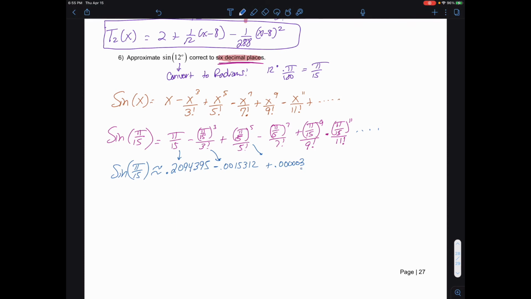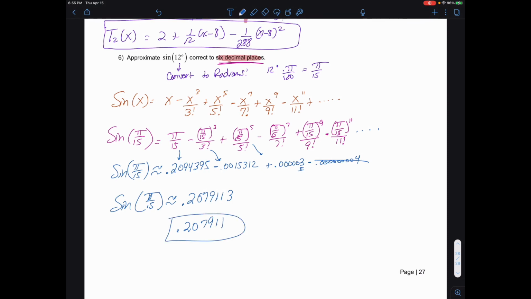So I'm going to look at the next one and see if it's going to help me, and I would be subtracting, which doesn't make sense that it would help. And I have 8 zeros here and a 4. So I don't need that because that's not going to help me get to that decimal place. This should do it for me. So if we add all those up, we find out the sine of pi over 15 is approximately equal to 0.207911, and we wanted 6 decimal places, so that is our answer.